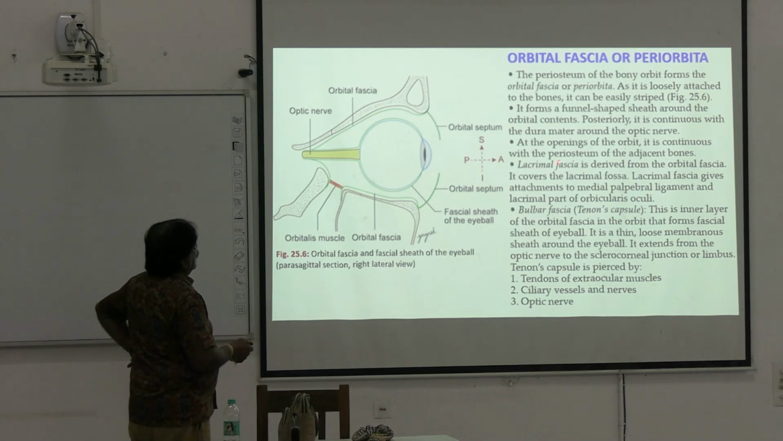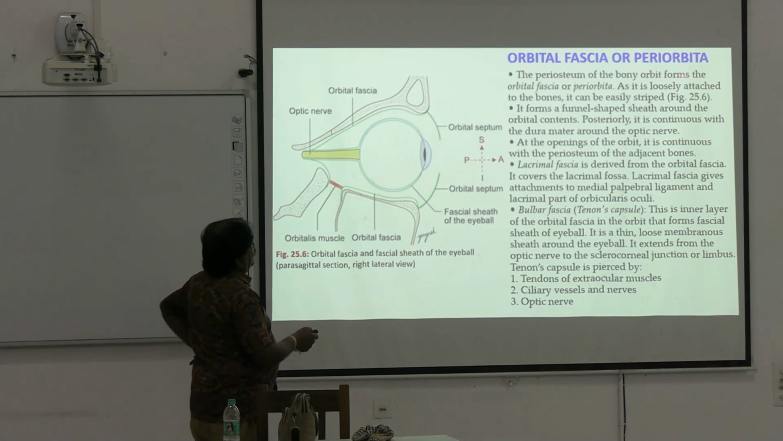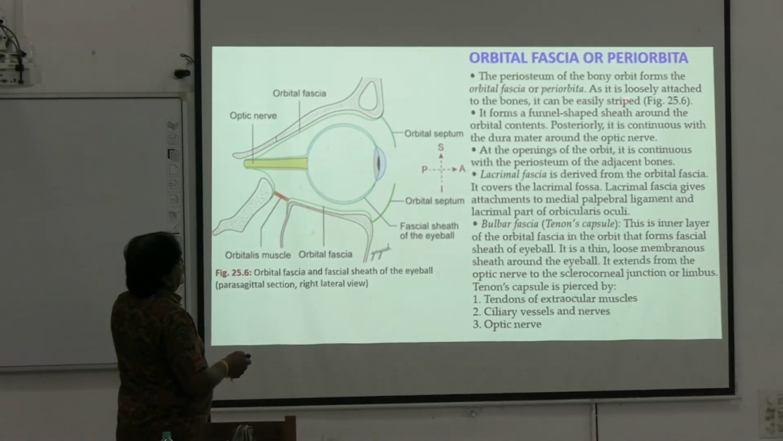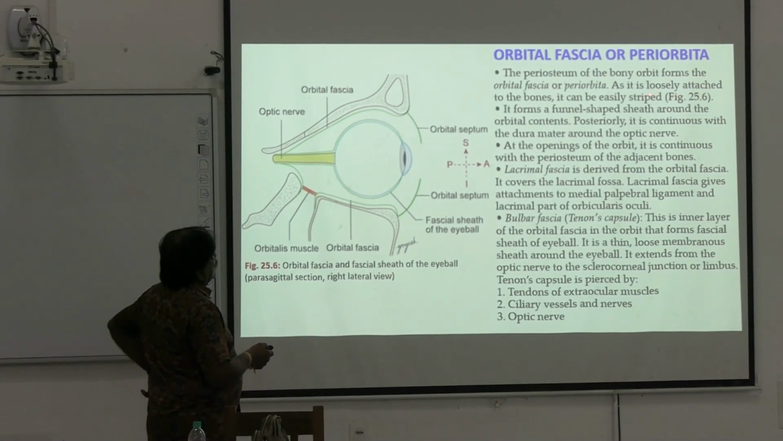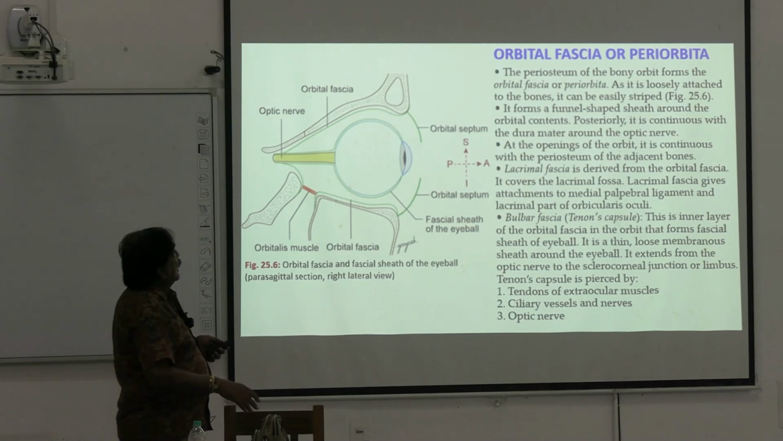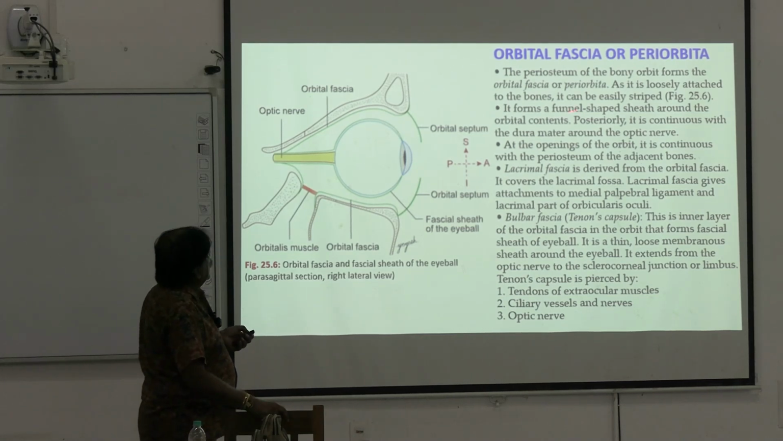Now, the periosteum of the bony orbit forms the orbital fascia or periorbita. As it is loosely attached to the bones, it can be easily stripped. So, you can take out the orbital fascia, you can pull it out. It forms a funnel-shaped sheath around the orbital contents. Posteriorly, it is continuous with the dura mater around the optic nerve. At the opening of the orbit, it is continuous with the periosteum of the adjacent bones.